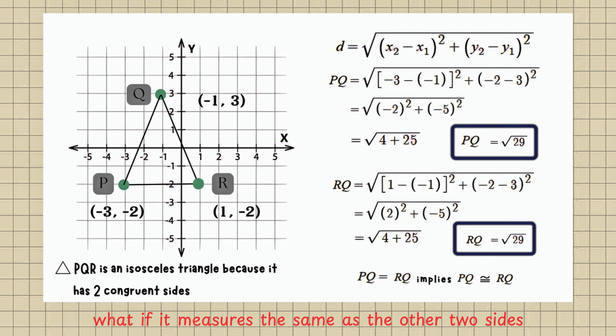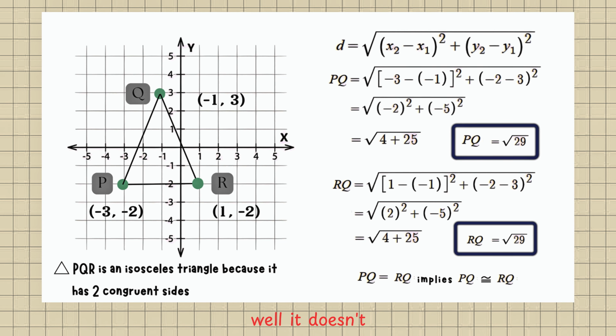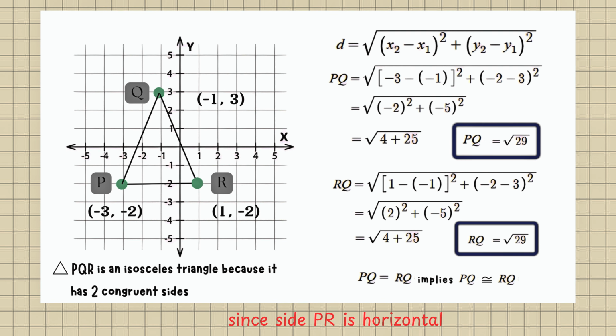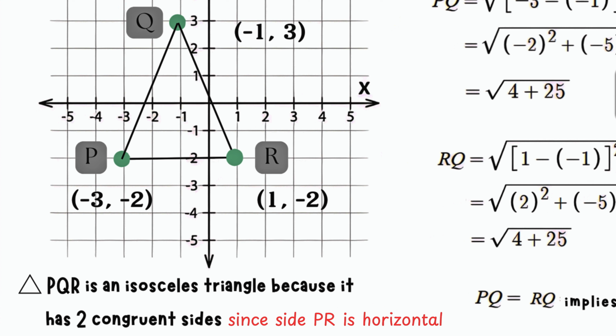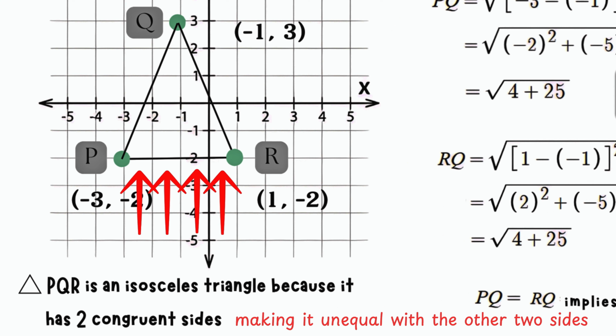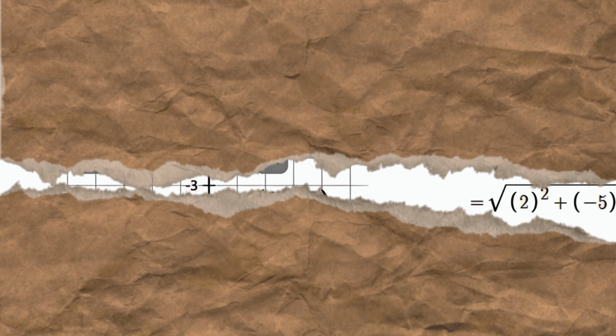What if it measures the same as the other two sides? Well, it doesn't. Since side PR is horizontal, we can easily see that it measures 4 units, making it unequal with the other two sides, proving that it is in fact an isosceles triangle.